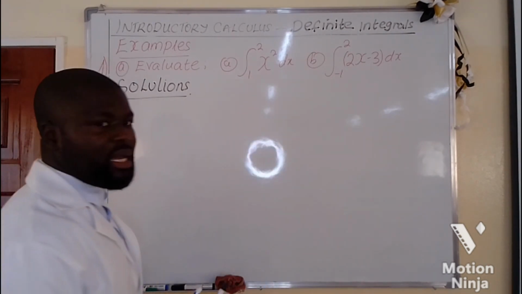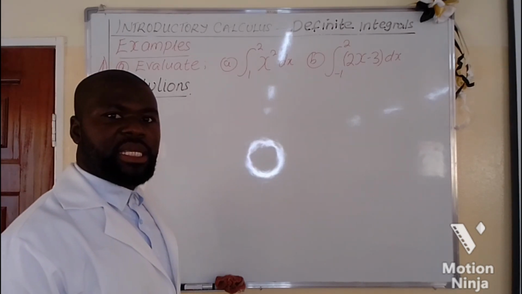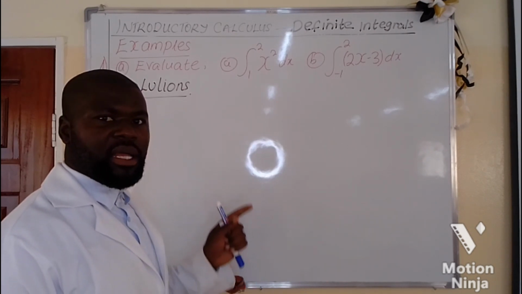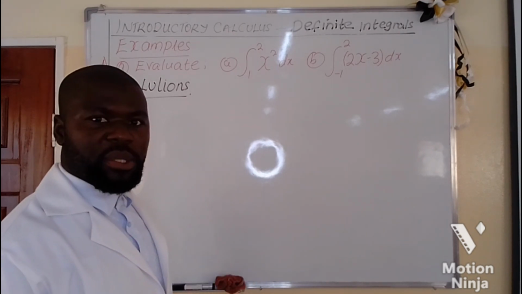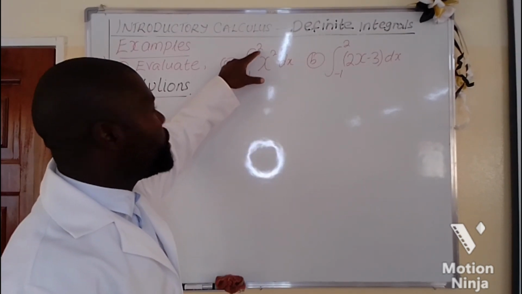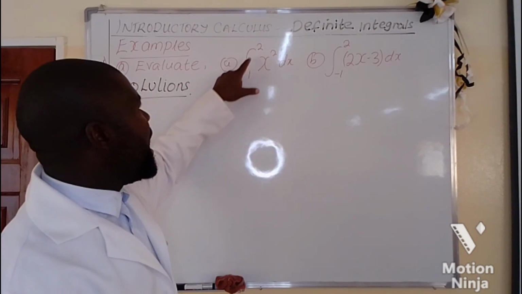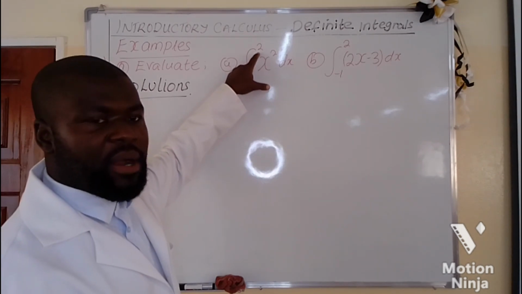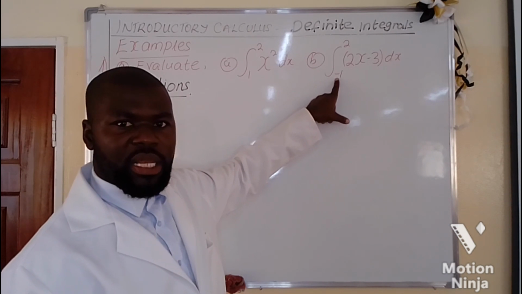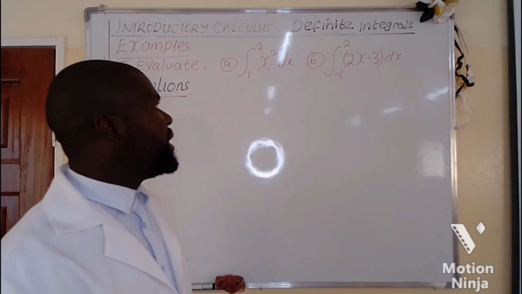These two are examples of definite integrals. They are definite integrals because the limits are given. The limits that we are talking about are these two figures. We have 1 here and 2 here. So 1 is called the lower limit and 2 is called the upper limit. Similarly here for B, -1 is called the lower limit and +2 is called the upper limit.